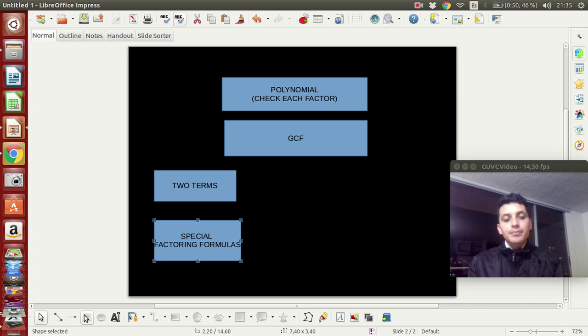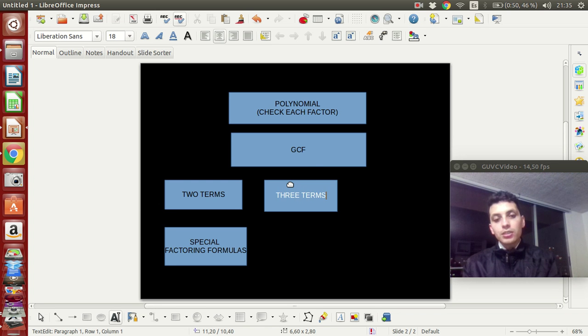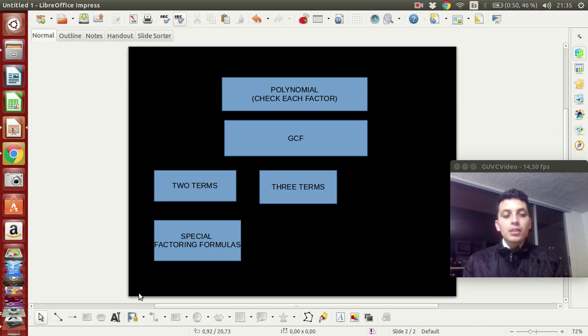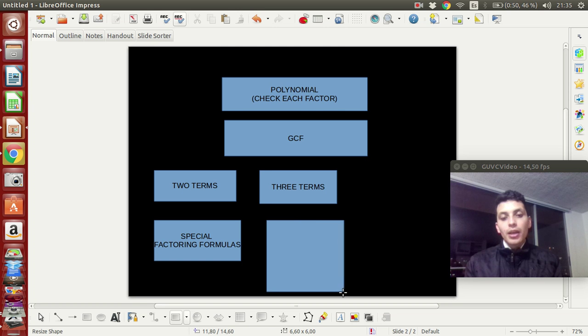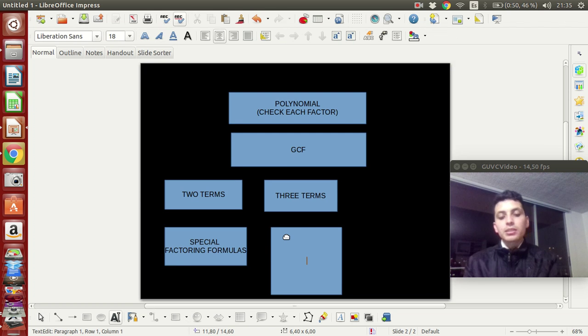Then, if you have three terms, it means that you have to factor trinomials. And how do you factor trinomials? You have to check if it's a perfect square trinomial, or if it's one of the trinomials of the form x squared plus bx plus c or ax squared plus bx plus c.